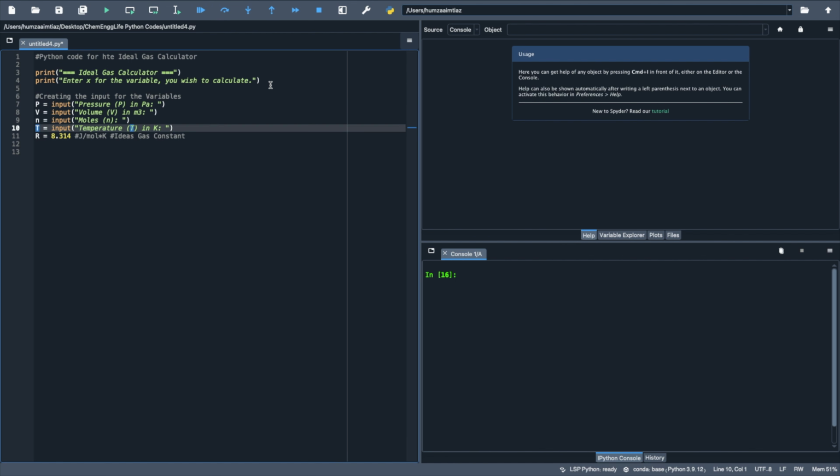So here the user will tell us what the value for P is, what the value for V is, N or T, and then they'll write X for one of them. So what we need to do is convert the above variables to highlight the unknown.